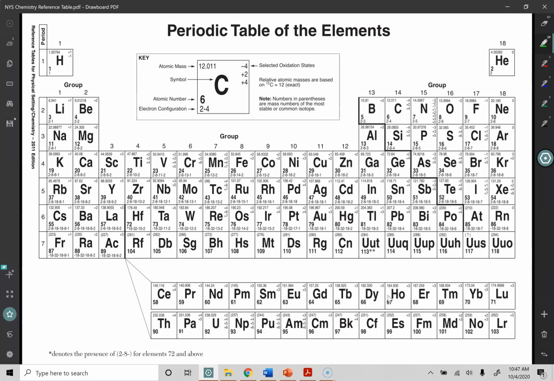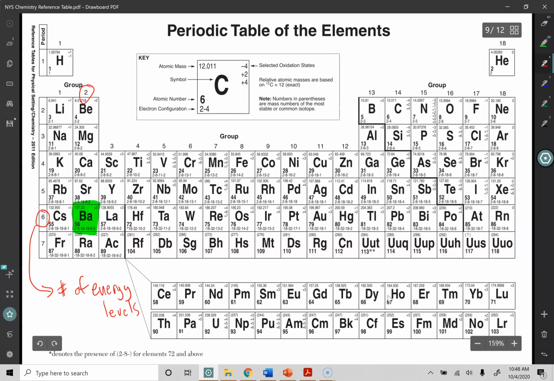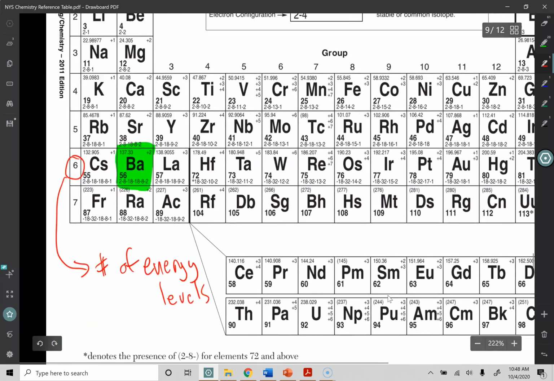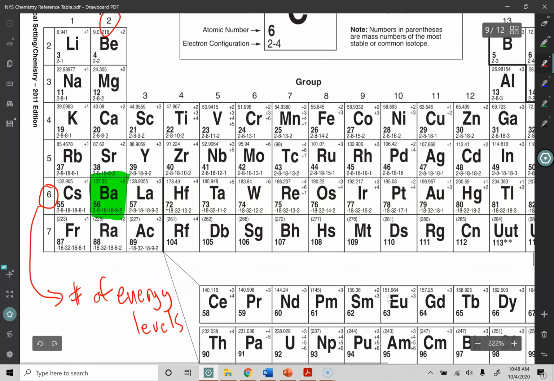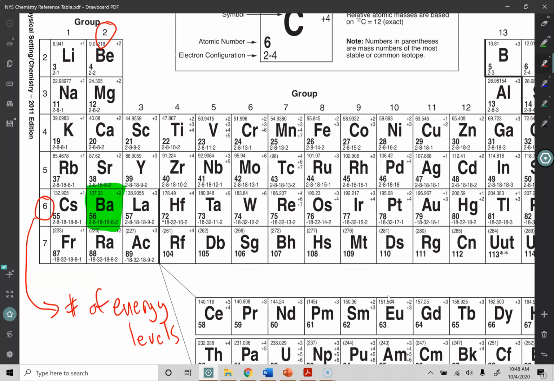Take a second and find barium on the periodic table. Oh, there it is. Barium is in period 6 and group 2. What does the period tell us? Yes, the number of energy levels. You have a built-in check right there: you can look at the electron configuration, zoom in a little, and count the number of energy levels. We're predicting 6: 1, 2, 3, 4, 5, 6. Absolutely. The group tells us the number of valence electrons, and we would predict 2, and sure enough, there are 2.